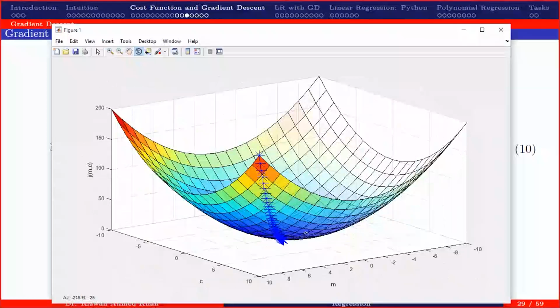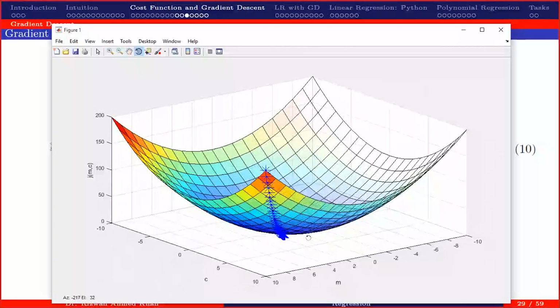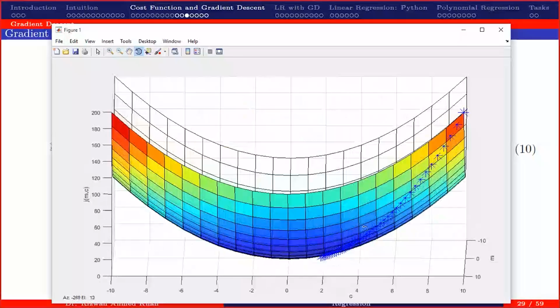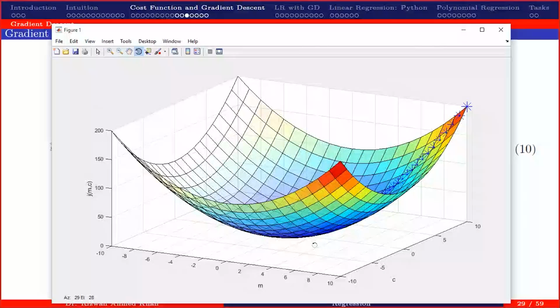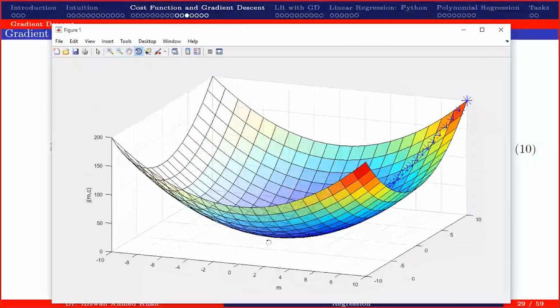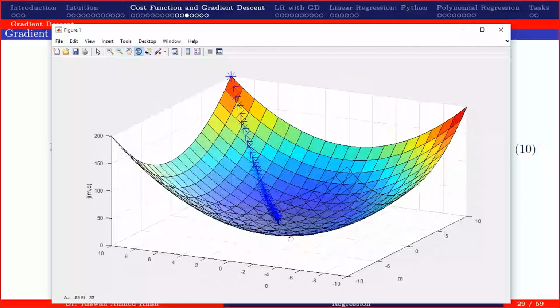Exactly. So it is trying to find values of m and c that minimize that cost function, because the cost function is based on m and c. Right, so it is changing values. Sometimes I call them weights, but these are values of m and c, or weights of parameters, and you are changing the weights of the parameters to minimize this cost function.